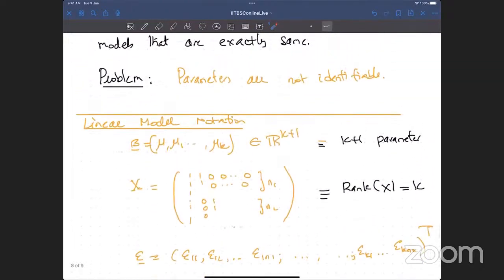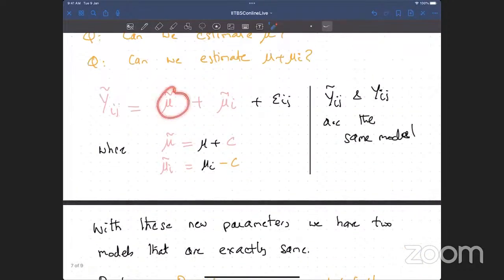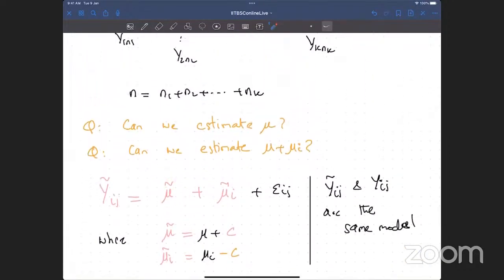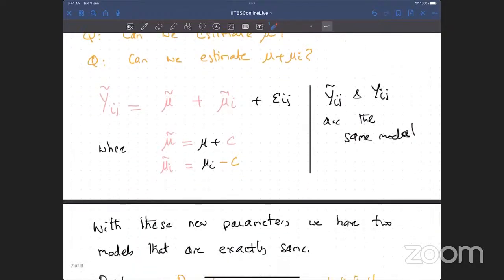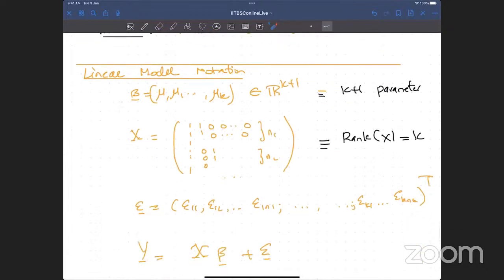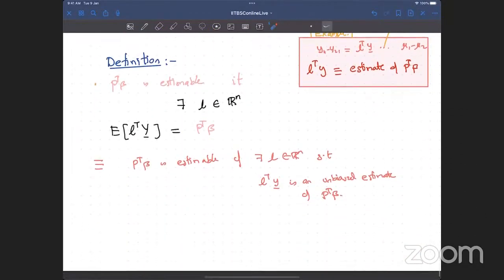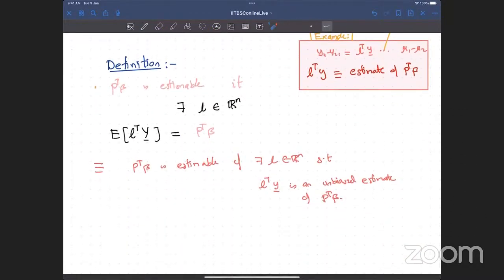In the previous case, I said if you want to do only means, that's not possible because I could change the parameters and the means of the y's would be the same. There would be no problem. So to summarize, we need to find a linear combination of y's which matches P transpose beta. You should find a linear combination of y's whose mean is P transpose beta.